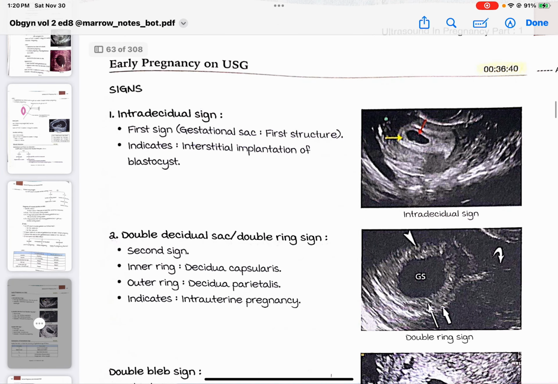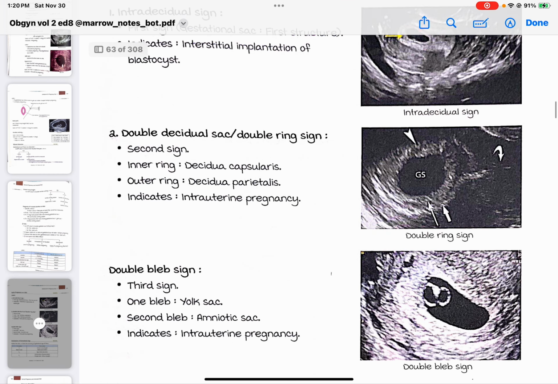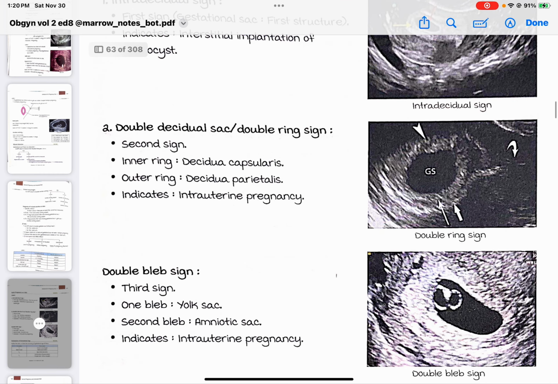Early pregnancy on ultrasound. Signs: intradecidual sign. First sign: gestational sac, indicates interstitial implantation of the blastocyst. Double decidual sac sign, double ring sign. Second ring: inner ring is decidua capsularis, outer ring is decidua parietalis, indicates intrauterine pregnancy.